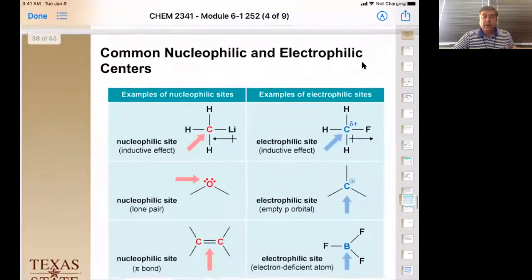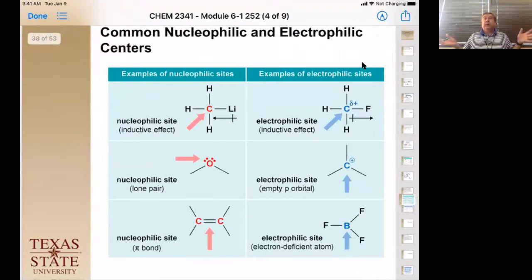All right, so let's look at some common ones. Okay, you'll start to recognize these really, really fast. And again, look for bond polarity in the system. Bond polarity tells you a lot about whether it's a nucleophile or an electrophile.